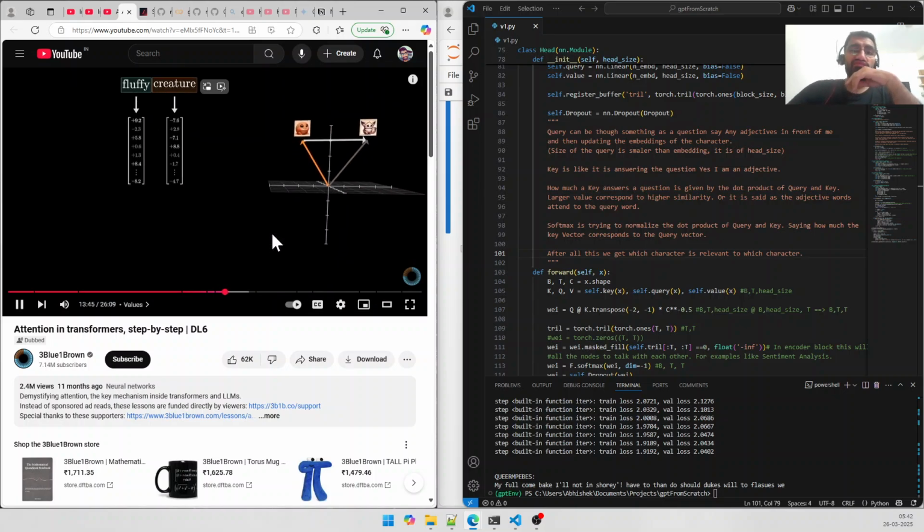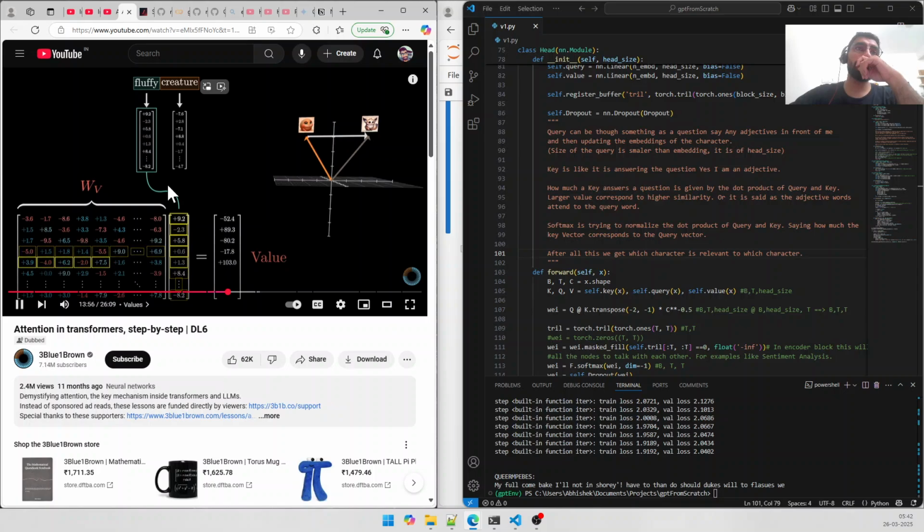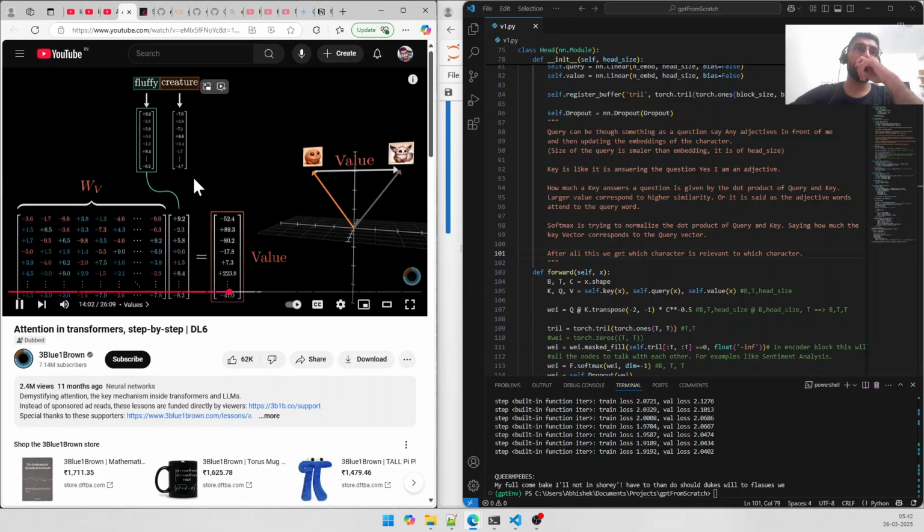This most straightforward way would be to use a third matrix, what we call the value matrix, which you multiply by the embedding of that first word, for example, fluffy. The result of this is what you would call a value vector, and this is something that you add to the embedding of the second word, in this case, something you add to the embedding of creature. So this value vector lives in the same very high dimensional space as the embeddings.